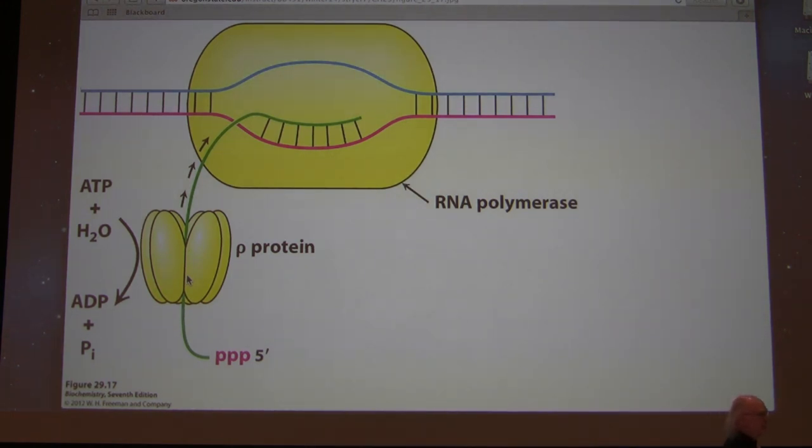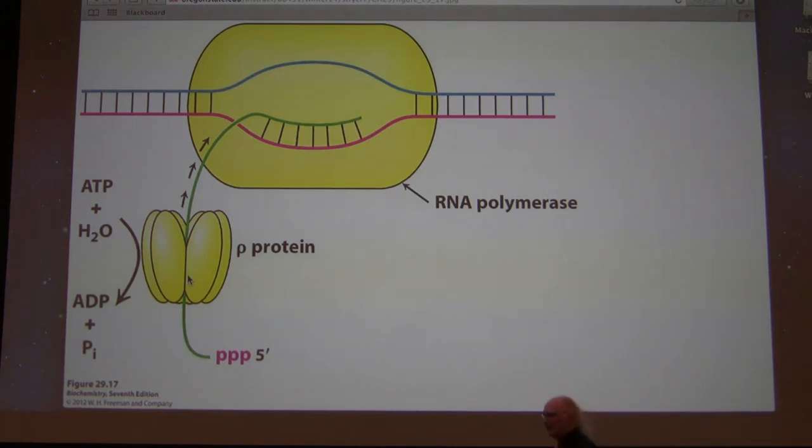How does it catch it? Well, I said that the Rho protein had to go faster than the polymerase, and the Rho protein goes faster when the polymerase slows down. Now, remember how the polymerase is moving. It's going in fits and starts. It's going up here, and it's backing up. And it's going up here, and it's backing up. You seeing some chances for the Rho protein to catch it?